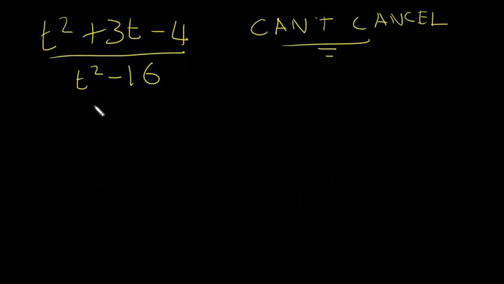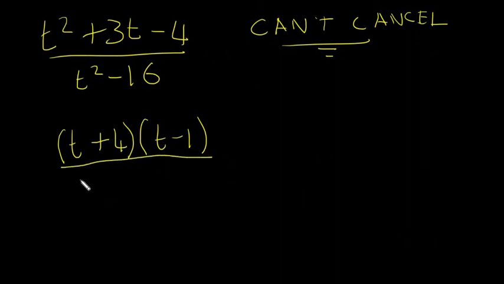So what we're going to do is factorize the top and the bottom. The top is going to factorize into t plus 4 and t minus 1, and if you want to look back on that, that's our video on factorizing quadratics. That's how we did that. So you can look back and have a look at how that's done. And then the bottom is going to be another factorization. It's going to be t plus 4 and t minus 4, and that's the difference of two squares, because it's t squared minus 4 squared. So you can factorize it like this.